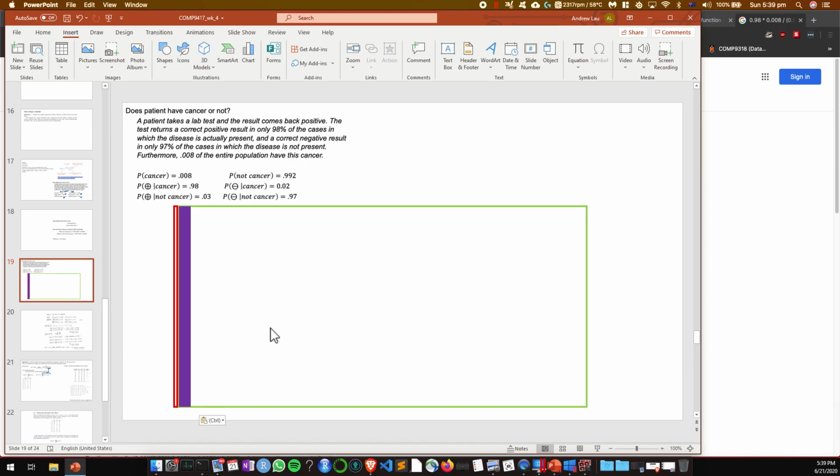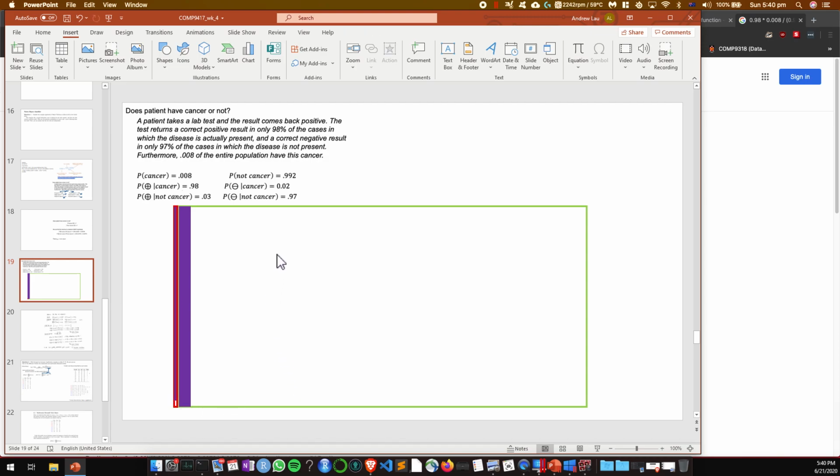Now, let's work out the same bit for the people that actually have cancer. So let's say you actually have cancer. What is the chance of it coming back positive? 98%. So that means we want 98% of this guy here. Let's call it this much.